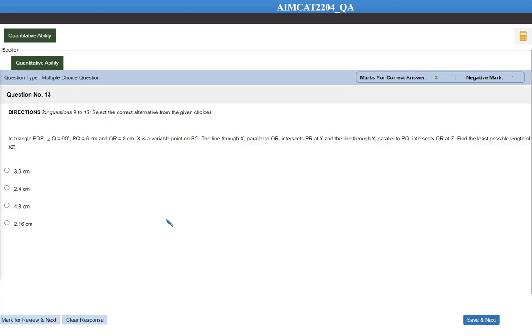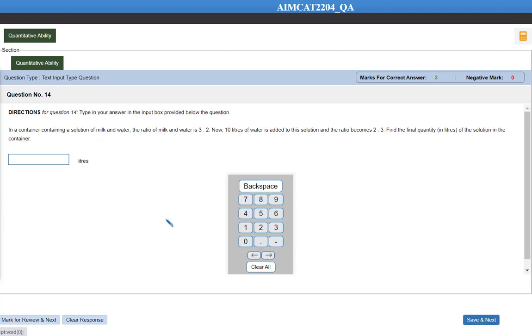Okay, question number 13. Question number 13 is, in triangle PQR, angle Q is 90, PQ is 6, QR is 8, X is a variable point on PQ, the line through X parallel to QR intersects PR at Y, and so on. We are supposed to find the least possible length of XY. Okay, so this is related to maxima minima. Something that will take time. So let's ignore it and let's move ahead.